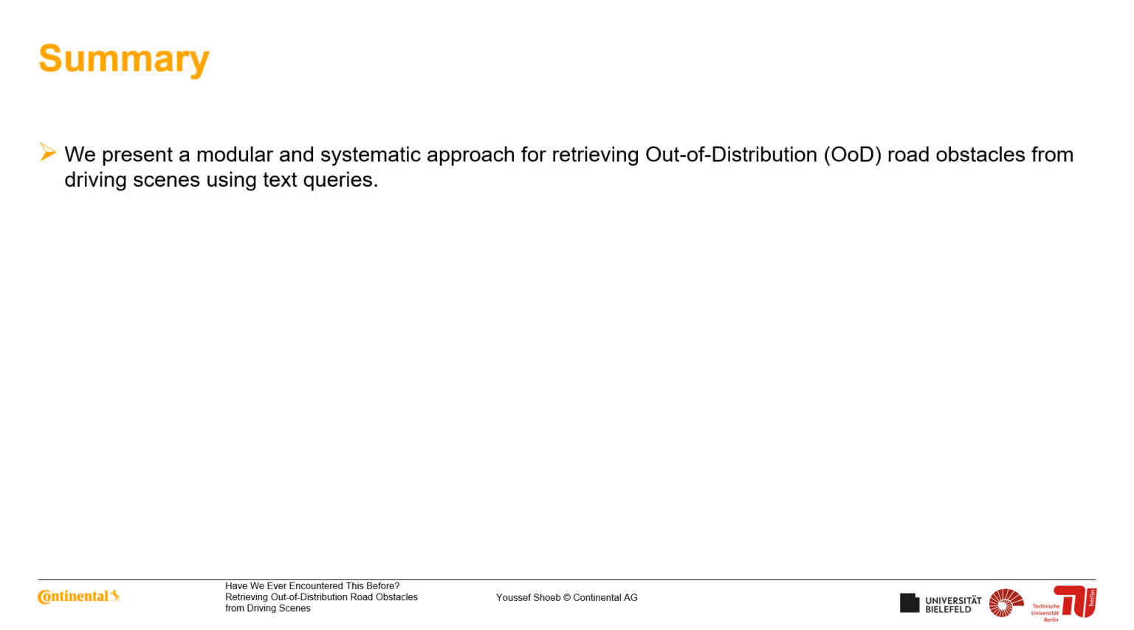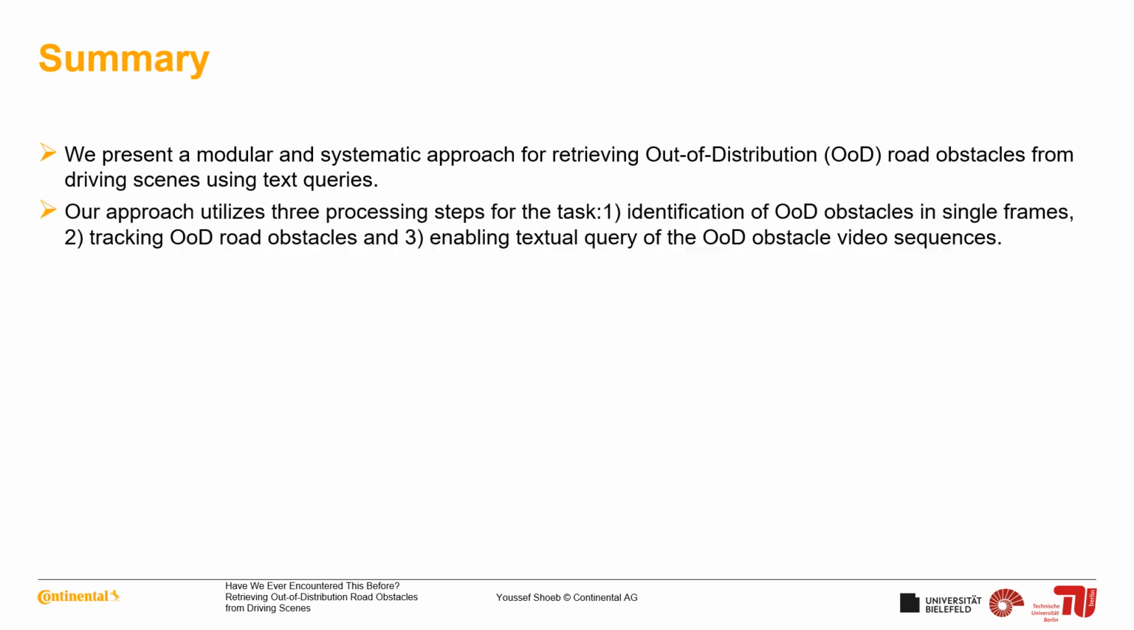As a summary, we present a modular and systematic approach for retrieving out-of-distribution road obstacles from driving scenes using text queries. Our approach utilizes three processing steps. 1. Identifying OOD road obstacles in singular frames. 2. Tracking OOD road obstacles across the frames. And 3. Enabling textual queries of OOD road obstacle video sequences using a multimodal feature embedding space.